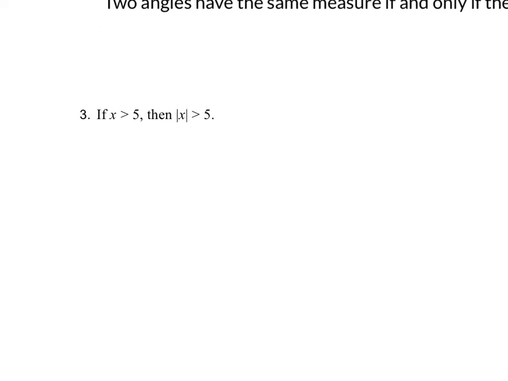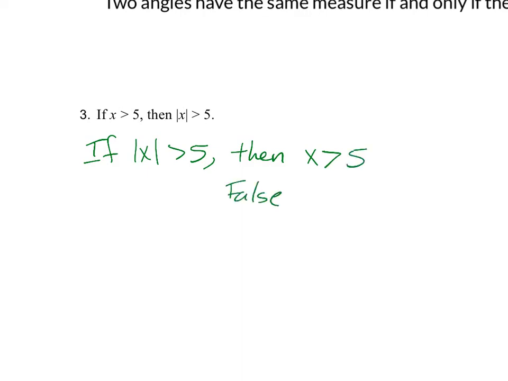So let's see number 3. In this case, if x is greater than 5, then the absolute value of x is greater than 5, right? That's true. Let's see the converse. If the absolute value of x is greater than 5, then x is greater than 5. This is false, right? Why? A counterexample is, for example, -6. The absolute value of -6 is 6, and 6 is greater than 5. So then we cannot write a biconditional right here.